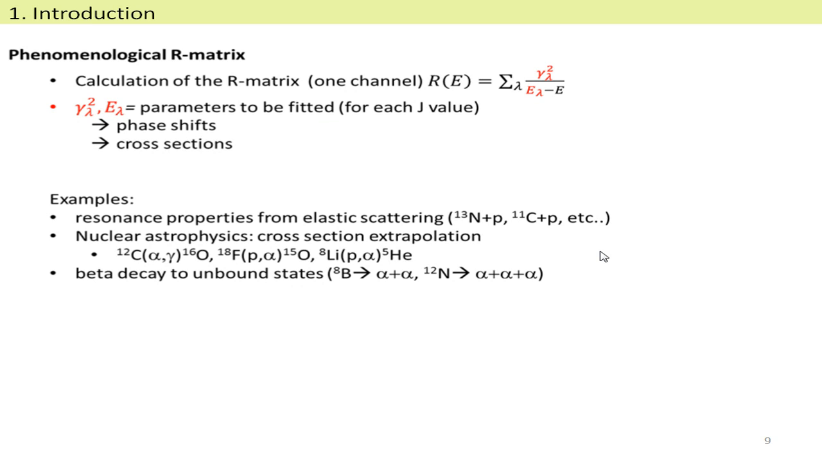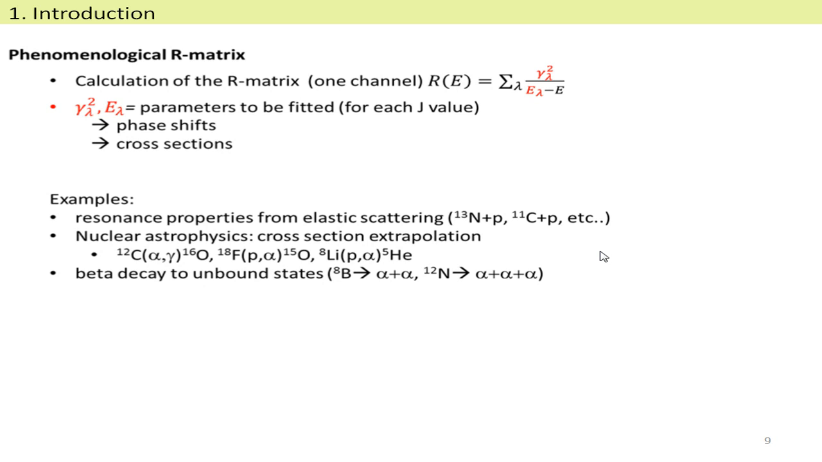In nuclear astrophysics, also the R matrix is a very convenient tool, because in most cases you have data at high energies where the cross-section can be measured, and you are interested in very low energies where you cannot measure the cross-section. So the R matrix is then used to extrapolate available data to low energies.